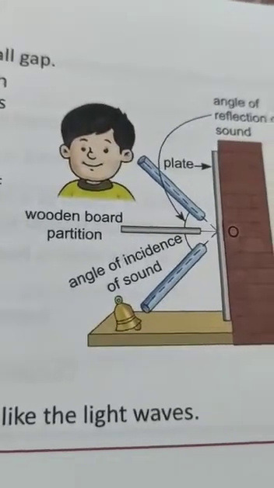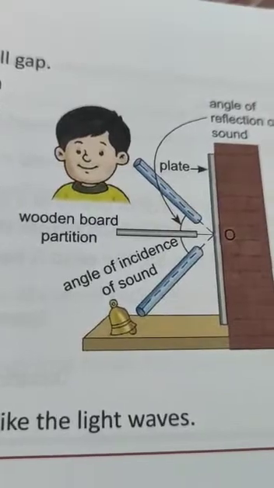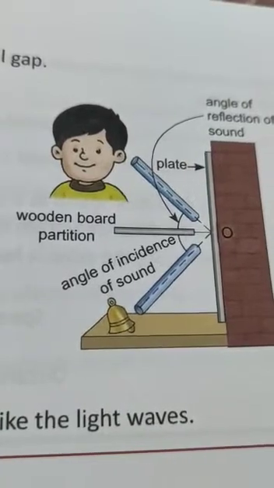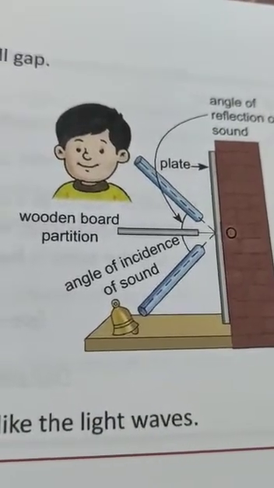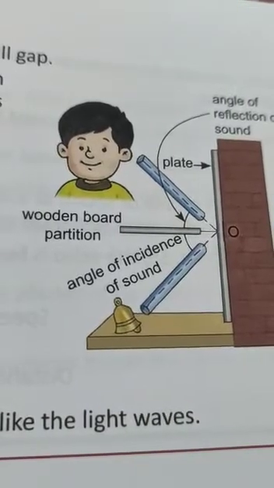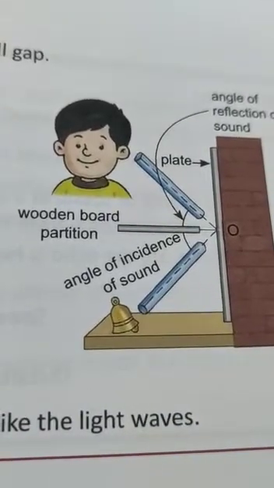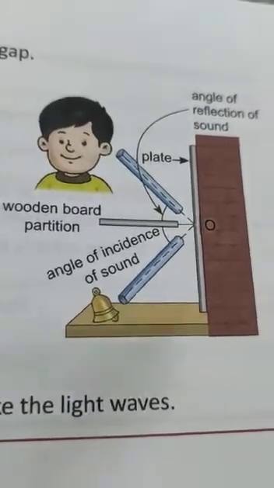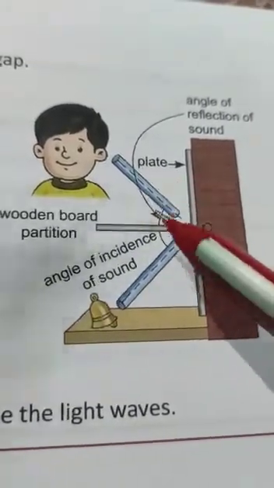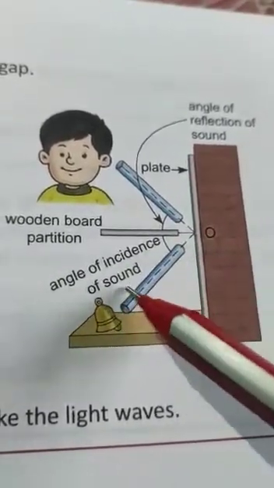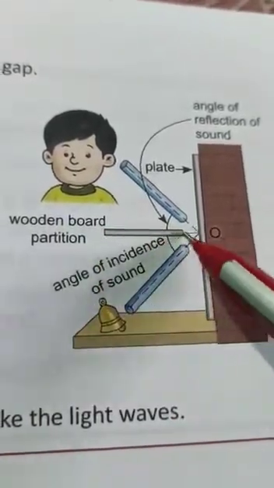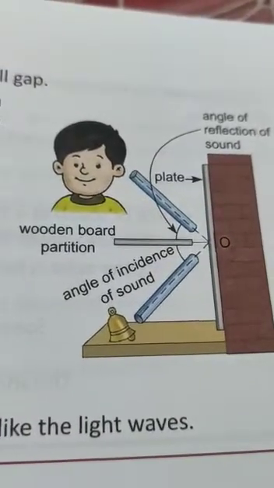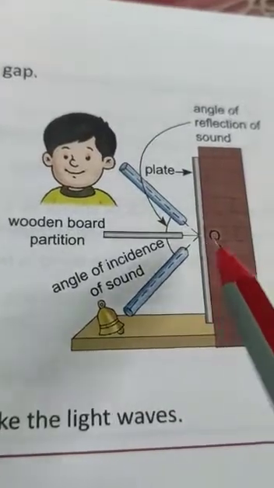The reflection of sound takes place obeying two laws. First, the angle of incidence is equal to the angle of reflection. And second, the incident sound, reflected sound and normal are all in one plane. These laws are the same as those for the reflection of light. You can see this picture: this is the angle of reflection, this is the angle of incidence, and this wooden board portion shows the normal. All of these are in one plane.